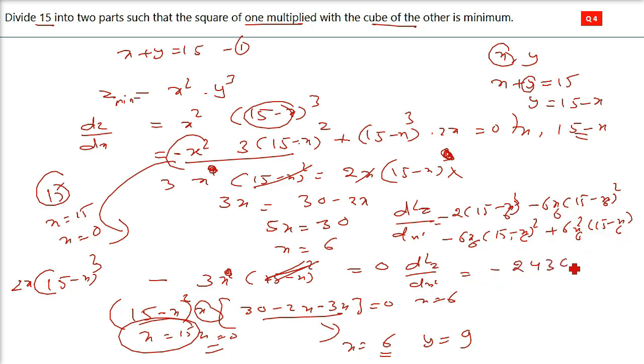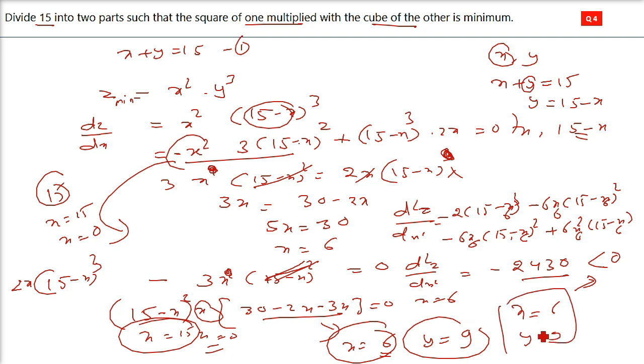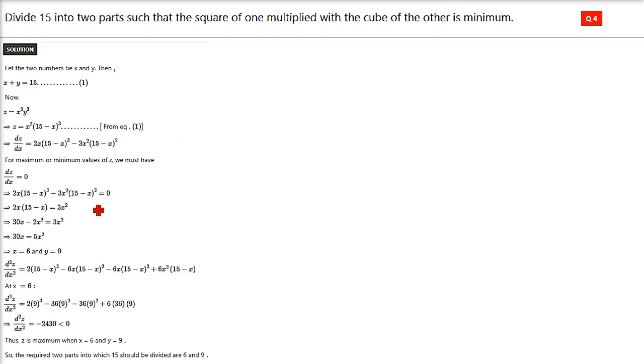So when you just see, after placing x equals 6 in the double differentiation value, you get negative 2430. Negative is less than 0. Negative is less than 0 means you are going to get a maximum. Again, there is this situation here, because we are talking about minimum, but don't worry about that. Even if you are getting less than 0, z is maximum when x equals 6 and y equals 9. The question I cannot change, because the question is like that. It is given already in the book.